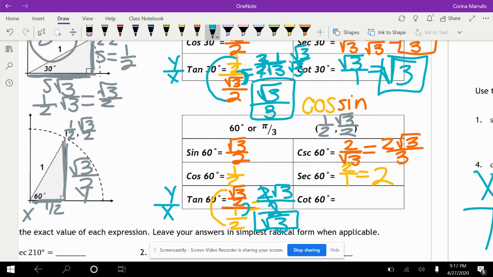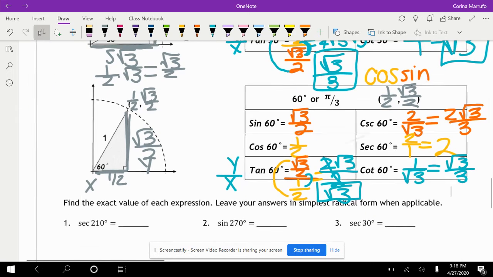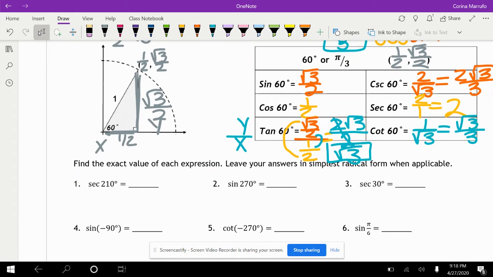So it becomes 1 divided by the square root of 3. And remember, we can't have a square root on the bottom, so we're going to have to rationalize it. And that becomes the square root of 3 over 3. Okay, so let's go ahead and try some of the problems. This is what it's going to look like when you guys take the quiz.